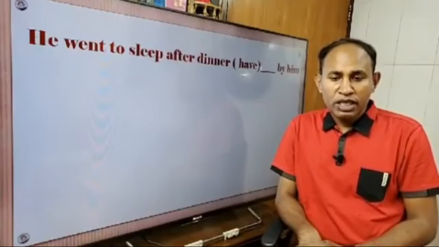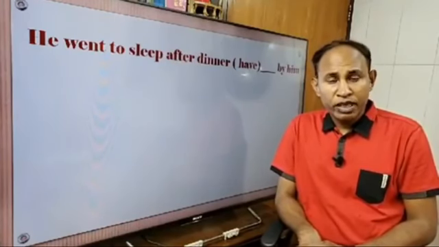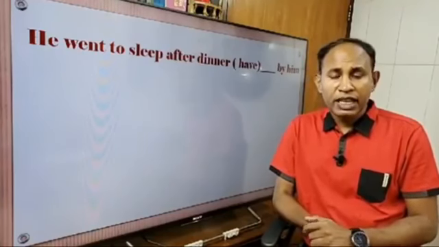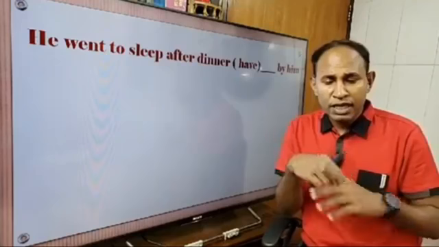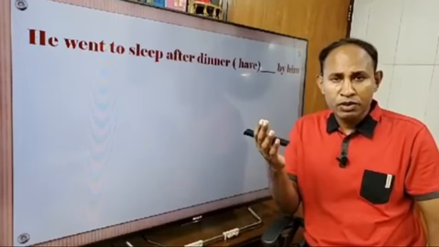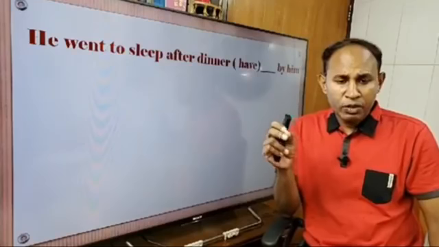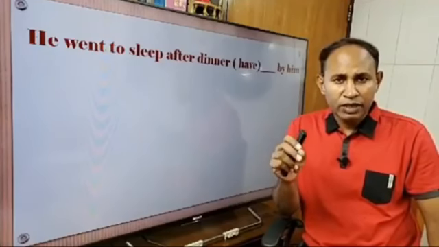And of course you have to learn it very properly, otherwise it will be very tough for you to use the verb correctly. And if you make any kind of mistake in using the right form of verbs, absolutely your answer will be wrong. That's why you must be very careful about using the verb correctly in the sentence.